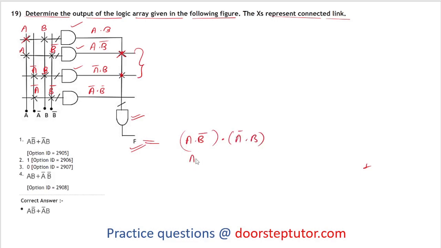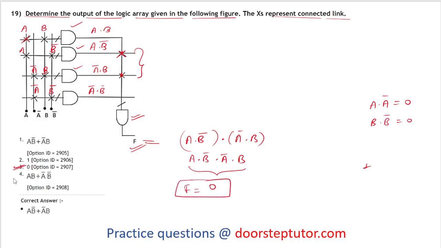If we open the bracket, that will be A dot B bar into A bar into B. Now we know A into A bar is 0. Similarly, we have B dot B bar, that will be 0. So the result of this expression is going to be 0. So F expression is 0 always. So that is the third option, that is 0 here.